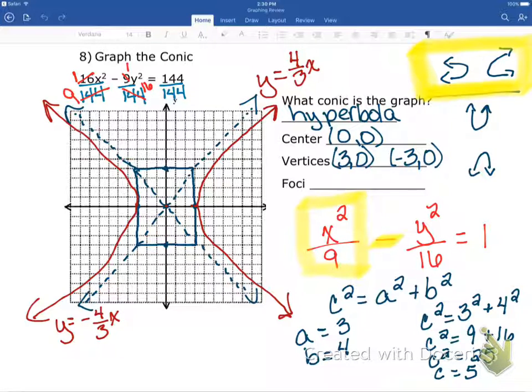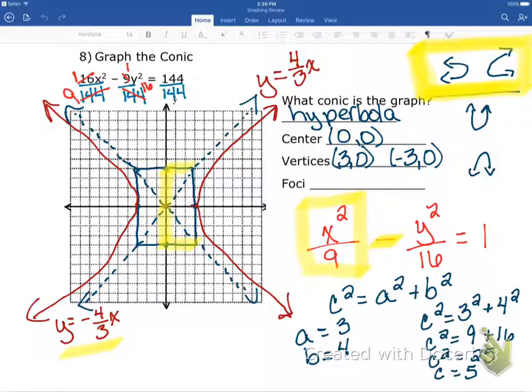Now, if you ever get confused and you're not real sure how to identify the asymptotes, remember that you can start here, and this is up 4 and over 3. That's how we get our 4 over 3. This is down 4 and to the right 3. So that's how we get this asymptote. So you can use the diagonals of your rectangle to do that.